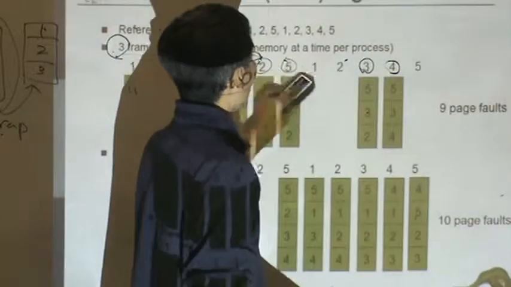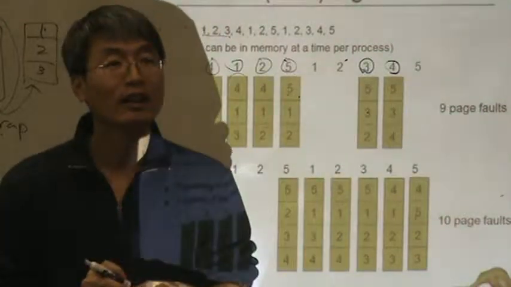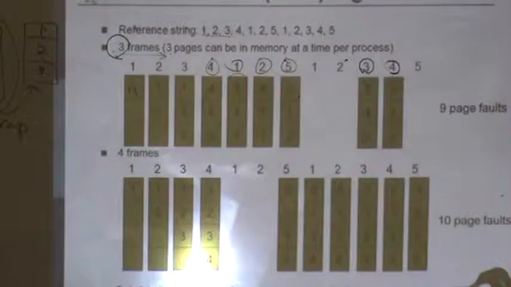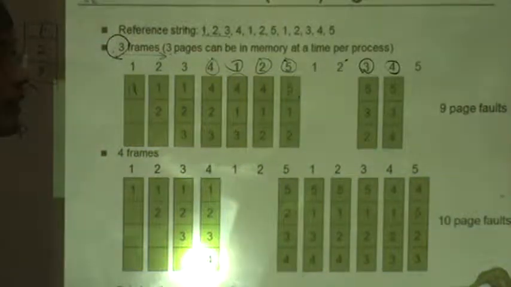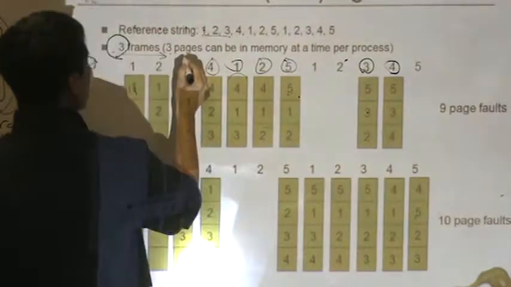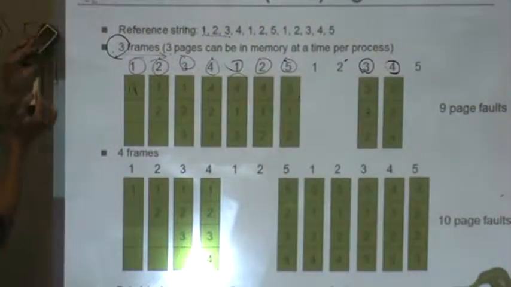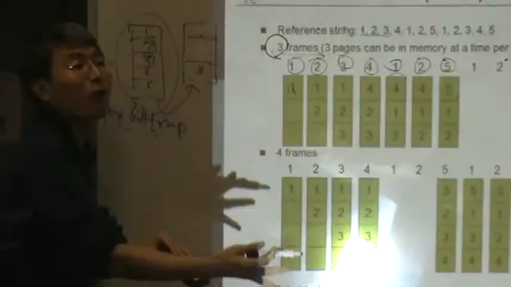How many page faults? 1, 2, 3, 4, 5, 6. This is 6 page faults. Yeah. 9, 1. Because this is also a page fault, because you cannot find 1 at the beginning. So which means it's a page fault.